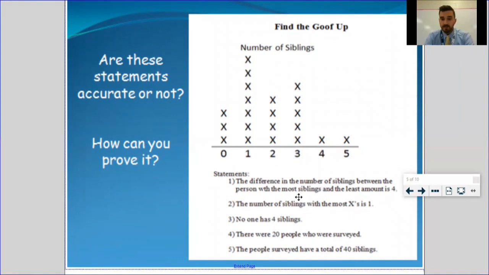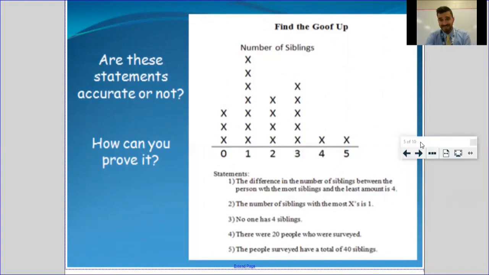It says the difference in the number of siblings between the person with the most siblings, and the least amount is 4. First thing you got to know is being able to identify that key word. When you see the word difference, hopefully that light bulb goes off in your head and you should automatically think subtracting. So you know you're going to find the difference between the biggest and the smallest number. So you got to look at which is the biggest number of siblings. If you look at your number line or your numbers down at the bottom, there is one person who has 5 siblings. So 5 is going to be your first number.